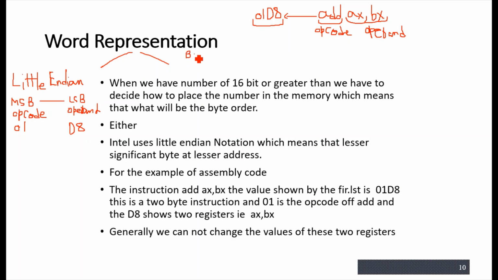Whereas in case of big endian representation, the least significant word appears on the left side and the most significant word appears on the right side of the machine code. Again, machine code includes opcode and the operand, and the most significant word is representing the opcode again.